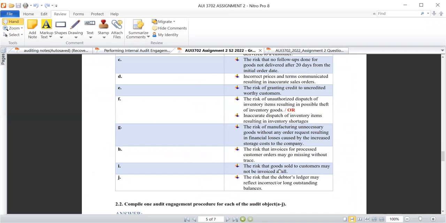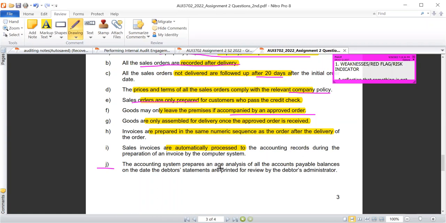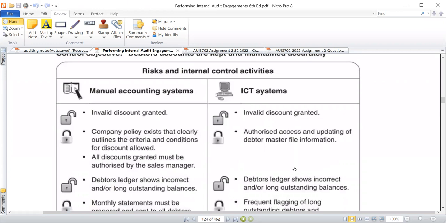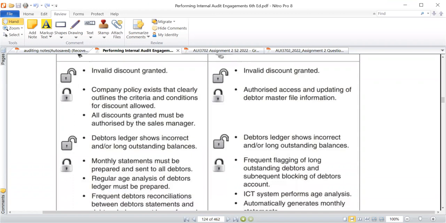Number J says the accounting system prepares an age analysis of all the accounts receivable balances on the date the debtor statements are printed for review by the debtors' administrator. Okay, the moment I think of an age analysis, I'm thinking about ensuring that we maintain an accurate record in terms of the account balances of our debtors. That's what the age analysis is all about. So you want to make sure you maintain an accurate record of the account balance of a debtor in terms of how long they are owing you, be it 30 days, 60 days, 90 days, etc., right? So that's the purpose of an age analysis. It's all about ensuring this accuracy in terms of your debtors management. So if I'm looking at this from the revenue and receipt perspective, it's the next function that actually deals with that, which is debtors control. It's not about invalid discount granted here, but definitely the first one.